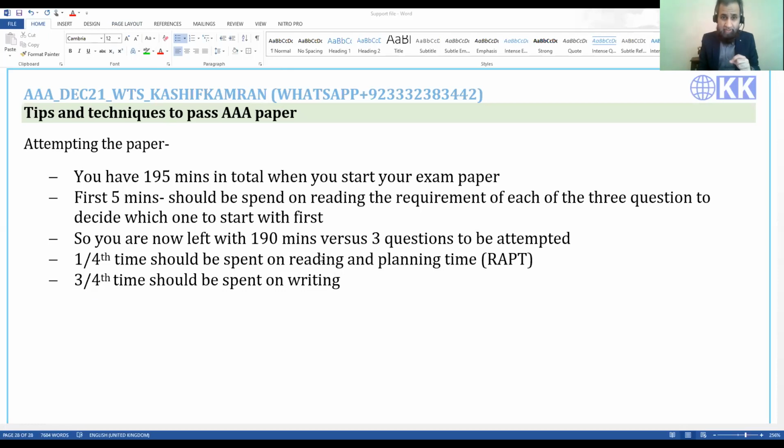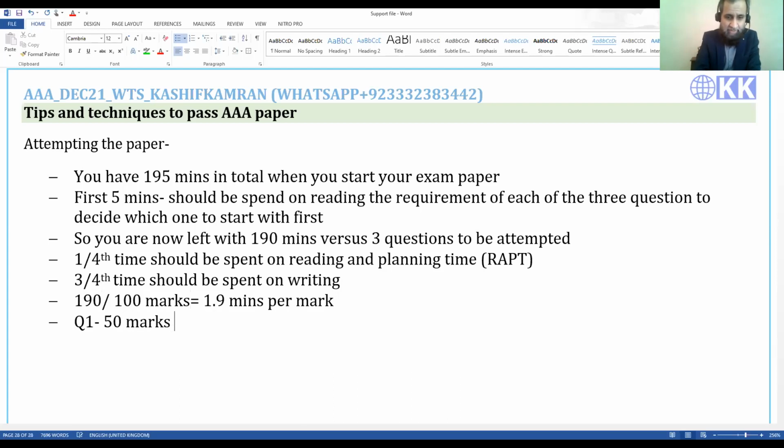Now tell me, if I have 1/4 reading time and 3/4 writing time, I go to question number 1. I have 190 minutes for 100 marks. So that's equal to 1.9 minutes per mark. So I've come to question number 1. Question number 1 is 50 marks. So 50 marks multiplied by 1.9 is equal to how much? 95 minutes. Okay, 95 minutes total.